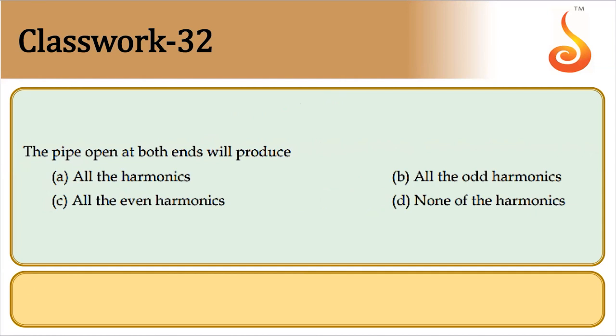A pipe open at both ends will produce all harmonics, all the odd harmonics, all the even harmonics, none of the harmonics. See, pipe open at both the ends is called open pipe. In open pipe, frequencies are in the ratio 1:2:3:4, and so on. So all harmonics are present.